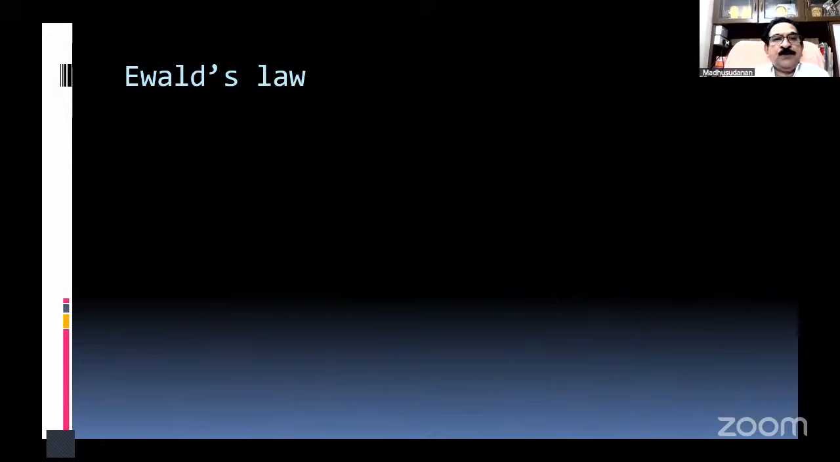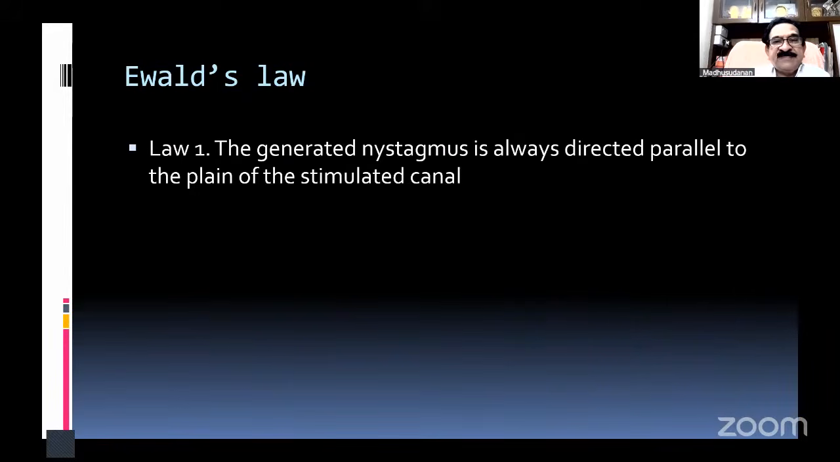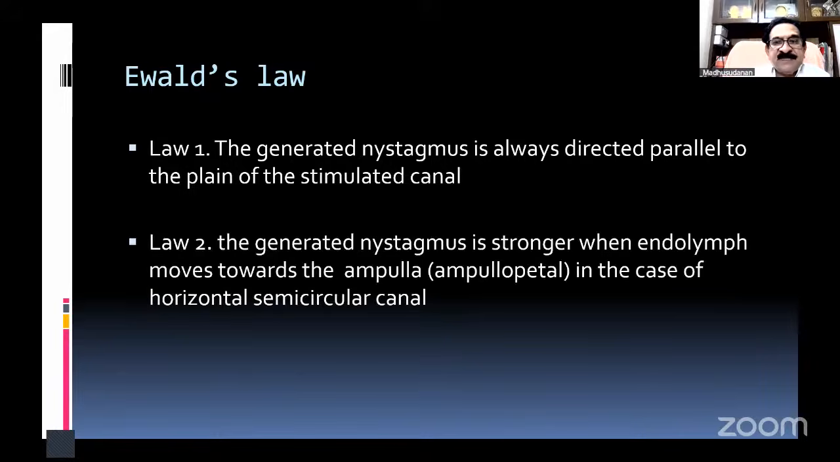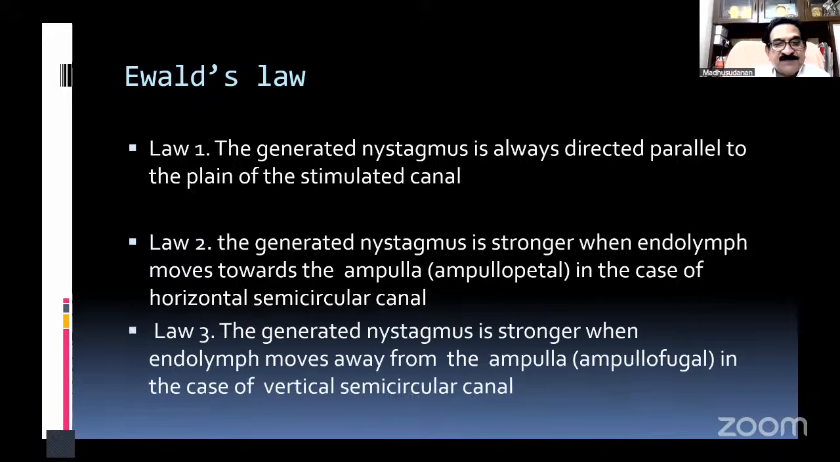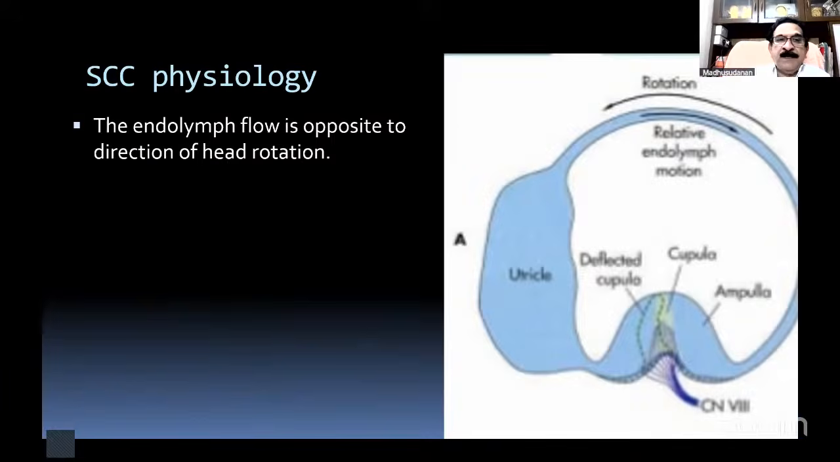Now this is Ewald's law. First, generated nystagmus is always directed parallel to the plane of the stimulated canal. Second, generated nystagmus is stronger when the endolymph moves towards the ampulla in the case of the horizontal canal. Generated nystagmus is stronger when the endolymph moves away from the ampulla in the case of the vertical semicircular canals. This we told before. Now let us see what happens when you move the head normally as well as in a pathological state like BPPV. The endolymph movement is opposite to the direction of head rotation.